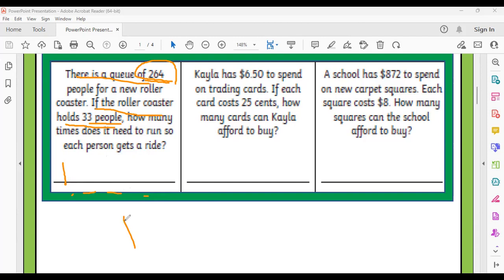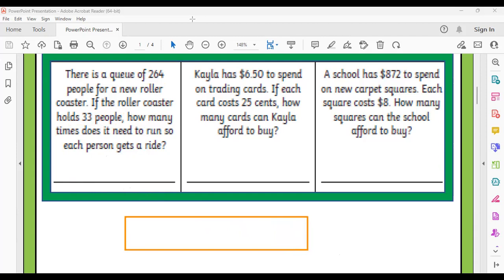If I were to draw a diagram, I'm going to draw it really rough. That's very bad. Hold on. Let me just draw a proper one. There are 264 people waiting. So my 264 is going to be here. 264 people waiting to take a ride on the roller coaster. Now, every ride, this is like one ride, can only fit 33 people. The second ride, another 33 people. The third ride, another 33 people. You can go on like that.